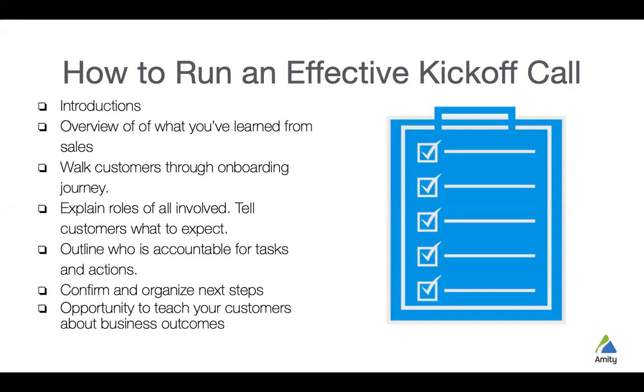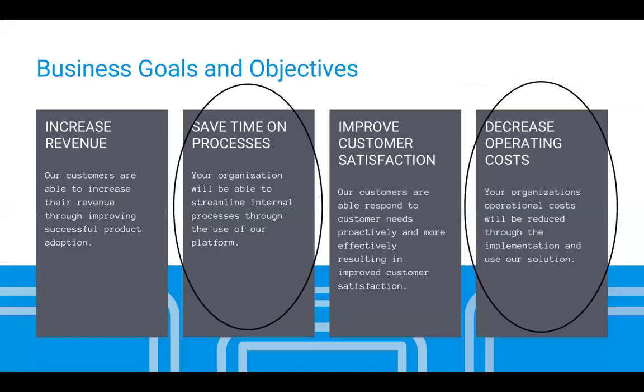So lastly, this is an opportunity to teach your customers about business outcomes. As I mentioned before, I was going to show you an example of a slide that I often use during kickoff calls. Here you'll see that there are 4 business goals and objectives. The 2 that are circled are examples or hypotheticals of what customers would have shared with the sales team through the sales cycle as to what their goals are. The other 2 that aren't circled are examples of business objectives and business impact and outcomes that your customers will also experience by adopting your product and your solution and going through this journey with you.